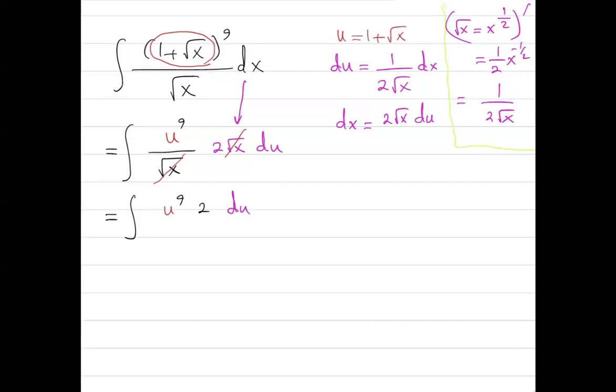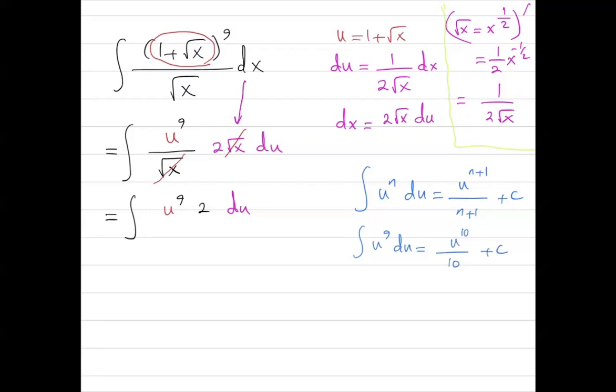Whenever you have the integral of u to power n du, this is u to power n plus 1 divided by n plus 1 plus constant of integration. So we're going to use this. The integral of u to power 9 du is equal to u to power 10 divided by 10 plus c. So this integral is 2 divided by 10 u to power 10 plus c, or u to power 10 divided by 5 plus c. Are we done yet?